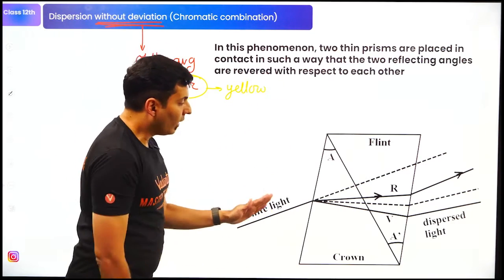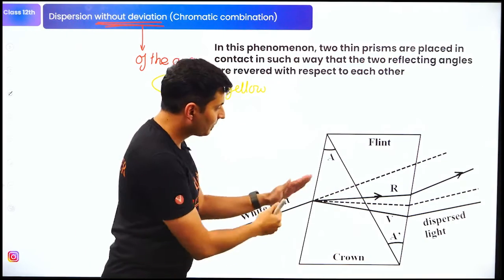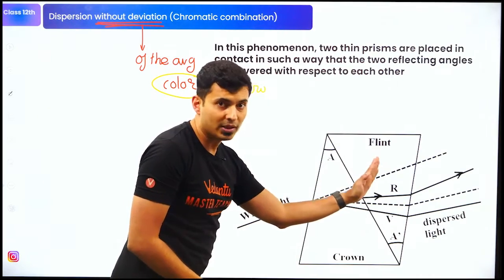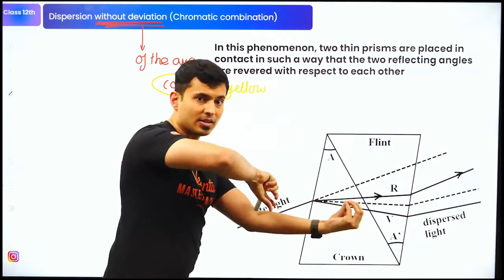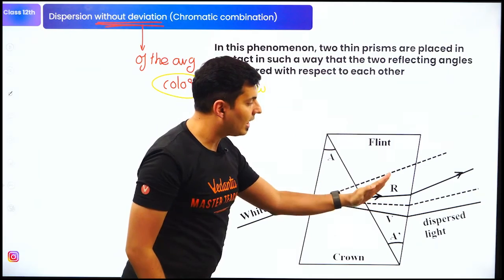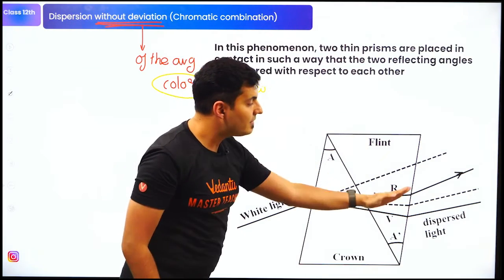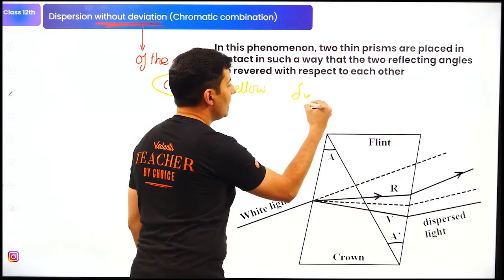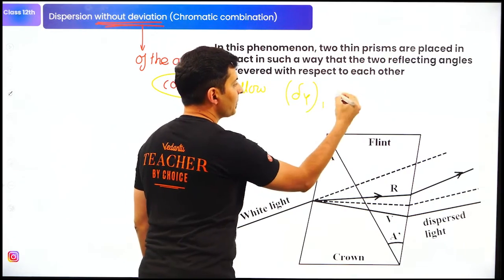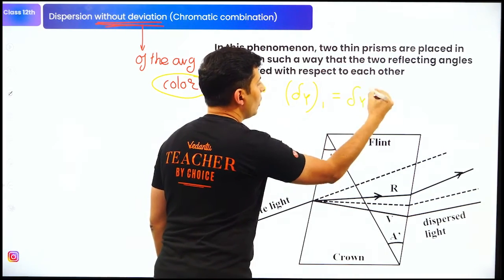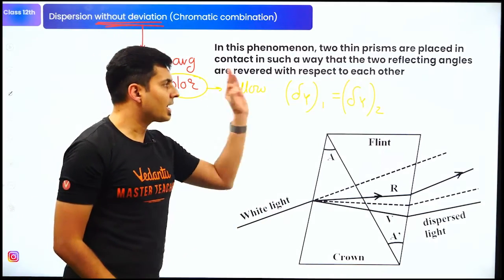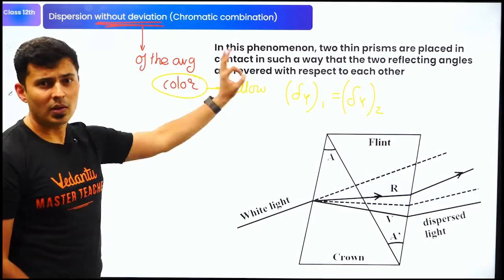So hence, whatever light goes in this prism, it deviates by a certain angle. It is again deviated in the opposite way because this prism is upside down, so it will deviate the other way around. So the net deviation of yellow should be 0. So the deviation of yellow color in the first prism should be equal to the deviation of yellow color in the second prism. That's it. That is the criteria for chromatic combination.